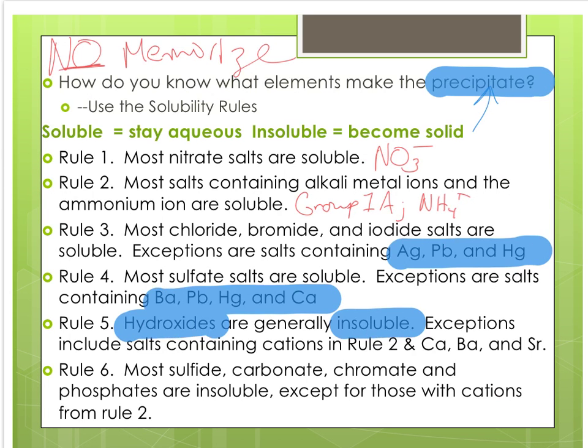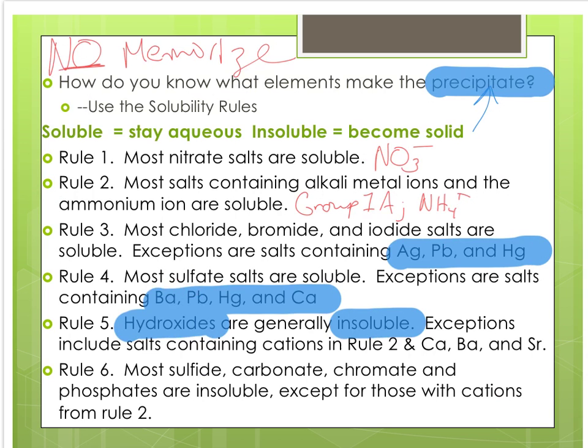Rule 6, most sulfide, so that's just S, not to be confused with sulfate, sulfide, S. Sulfide, carbonate, chromate, and phosphate compounds are insoluble unless they are with rule 2. So, for instance, if you had sodium chromate, that would dissolve, but if you put it with like silver nitrate, then it would become a solid.